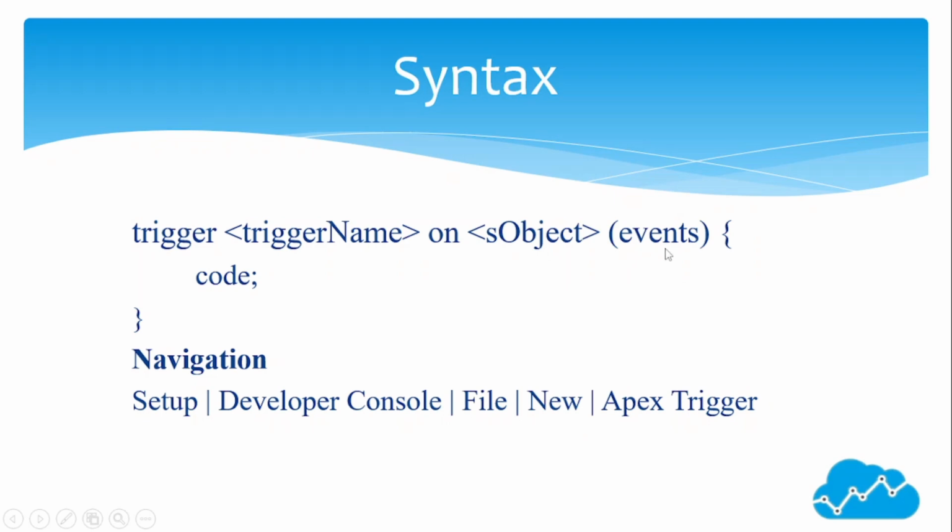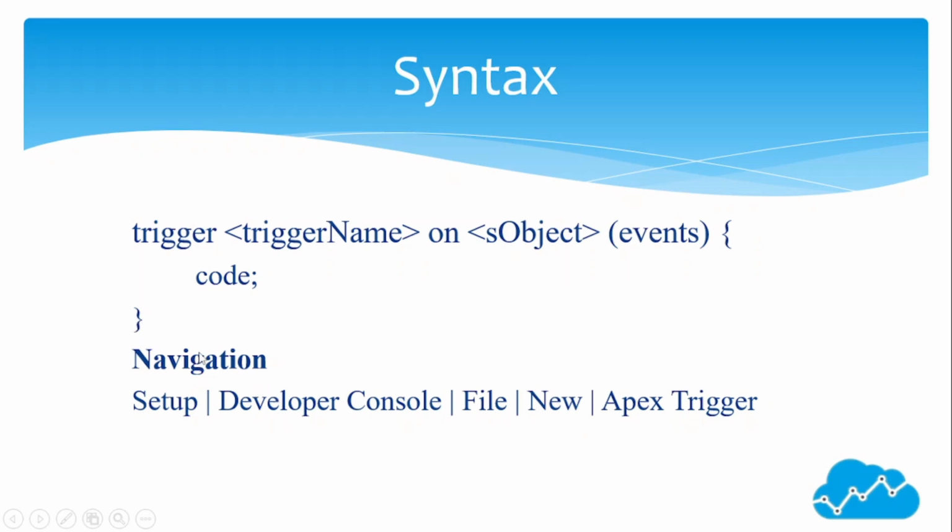Then events. Events means before or after. Events will be there, and there will be code in curly braces. So code includes the logic and context variable. All the things are written under code. Finally, the curly brace is closed.